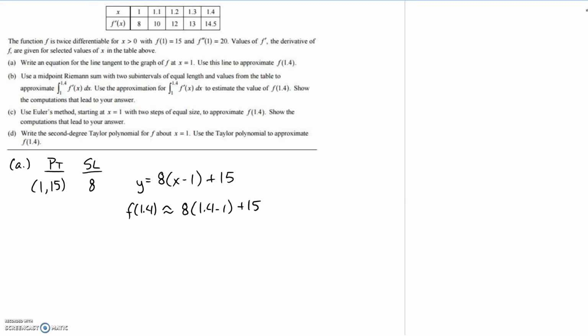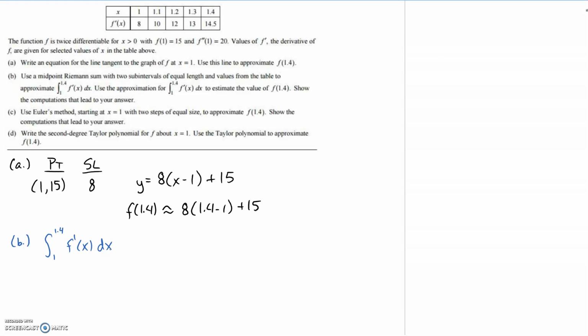Part B is saying use a midpoint Riemann sum with two subintervals of equal length to approximate this integral. So integral from 1 to 1.4 for f prime of x dx. When I see this integral of f prime, then it does make me think first fundamental theorem. So this integral should be equal to f of 1.4 minus f of 1. F of 1 is given. F of 1.4 is what we're going to end up approximating.